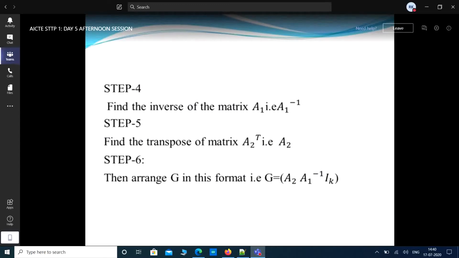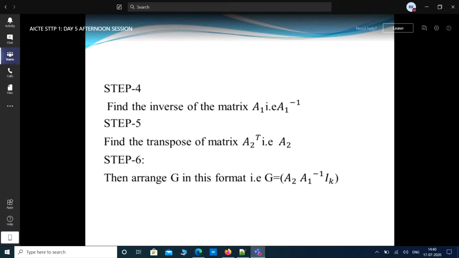So next step, after converting to lower diagonal form, is to find the inverse matrix, the inverse of A1. Next, after finding the inverse of matrix A1, find the transpose of matrix A2. Actually, the initial parity check matrix is divided into two matrices, A1 and A2. A1 is converted into the lower diagonal form with the help of the Gaussian elimination technique. Then find the inverse.